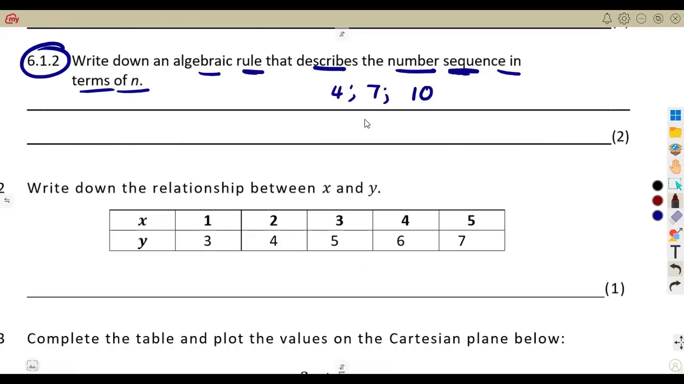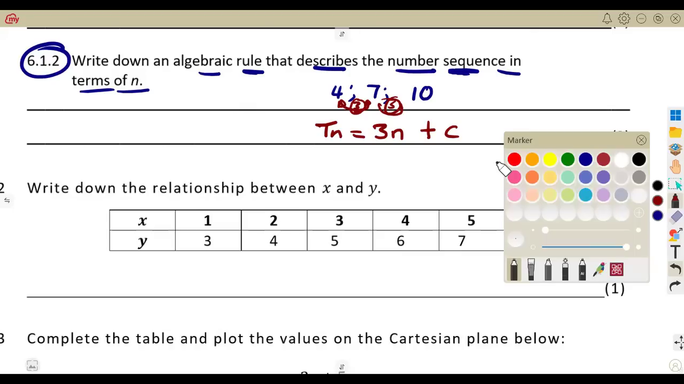Remember, I say that you need the difference. We saw that there's a difference of what? There's a difference of 3. So it means Tn is equal to the difference of 3 times n plus, we are supposed to find the value here that corresponds. So let's just say this is C. So we have to find the value of C.